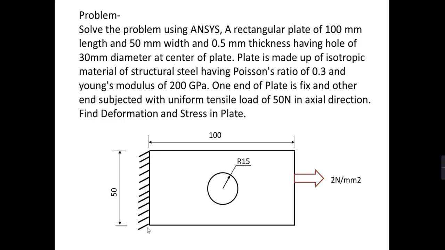Now if you see here, there is a rectangular plate. It is 100 by 50 width and it has thickness 0.5. One end of the plate is fixed and it has a circular hole of radius 15 at the center. Now here, what is this 2 Newton per square? So this is the pressure. Load is 50.